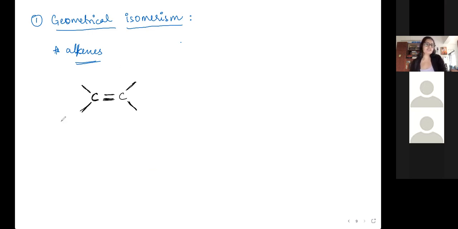Now imagine if this was not a symmetrical alkene. Symmetrical means you have the same atoms on all sides. Now I'm saying this is not symmetrical. So here there is an H, here there is Cl. Now there are two ways I can put the other two atoms over here. I can put H and Cl on the same side, or I can put them over here.